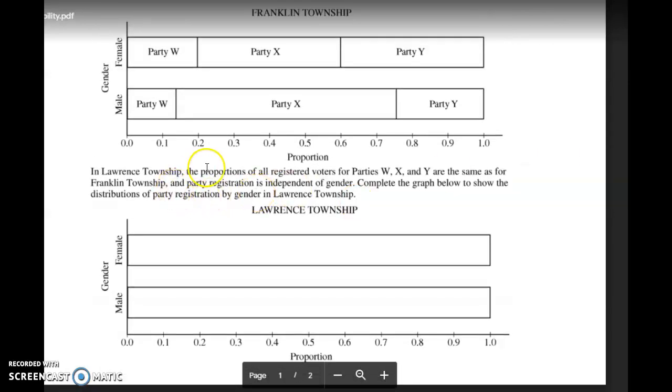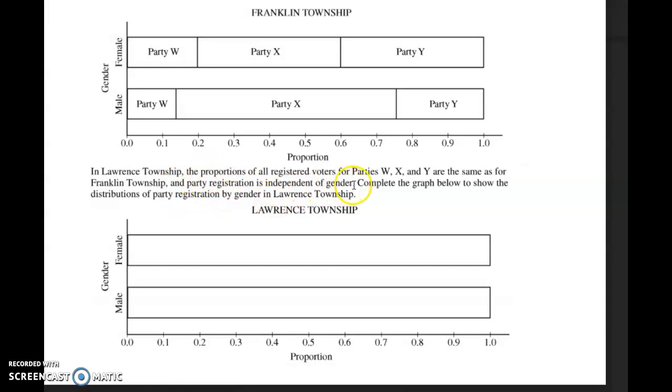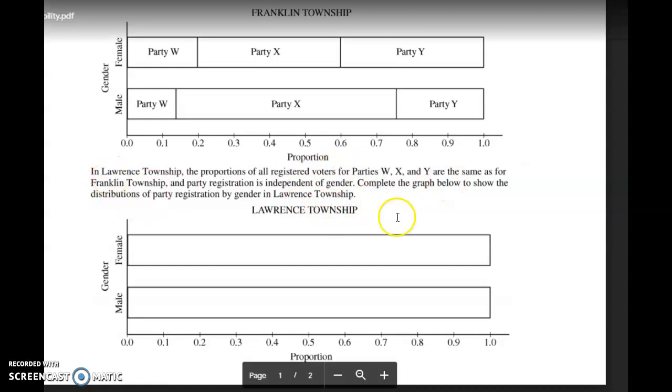And then it goes on and says, party registration is independent of gender. That means that regardless of gender, those proportions are the same. So the probability you're in party W given male is the same as the probability you're in party W given female. The probability you're in party X given male is the same as the probability of X given female. All those conditionals are the same as those parties in Franklin Township.